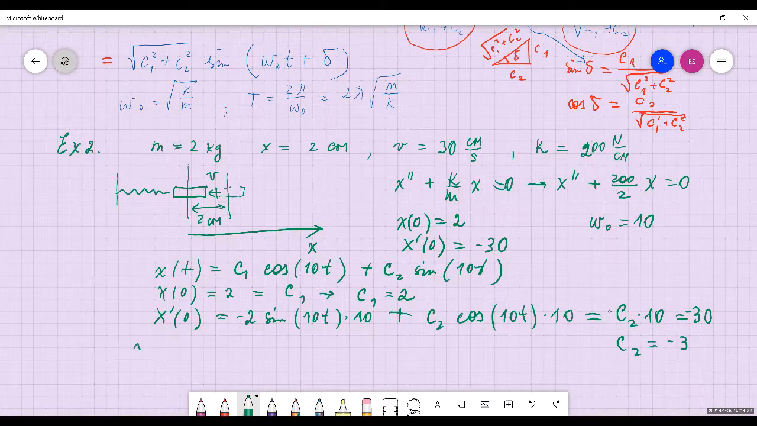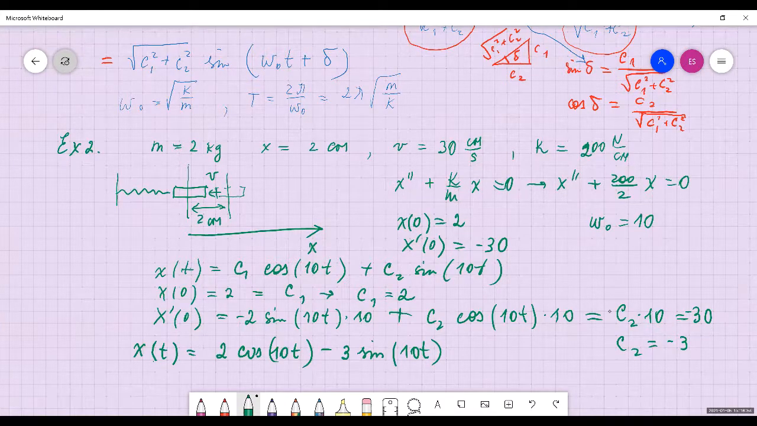So now I'm going to write down my solution with constants c1 and c2. So c1 equals 2, that's 2 cosine of 10t. And c2 equals, I'm sorry, I wrote down plus, it's supposed to be minus, minus 3 sine of 10t, right?